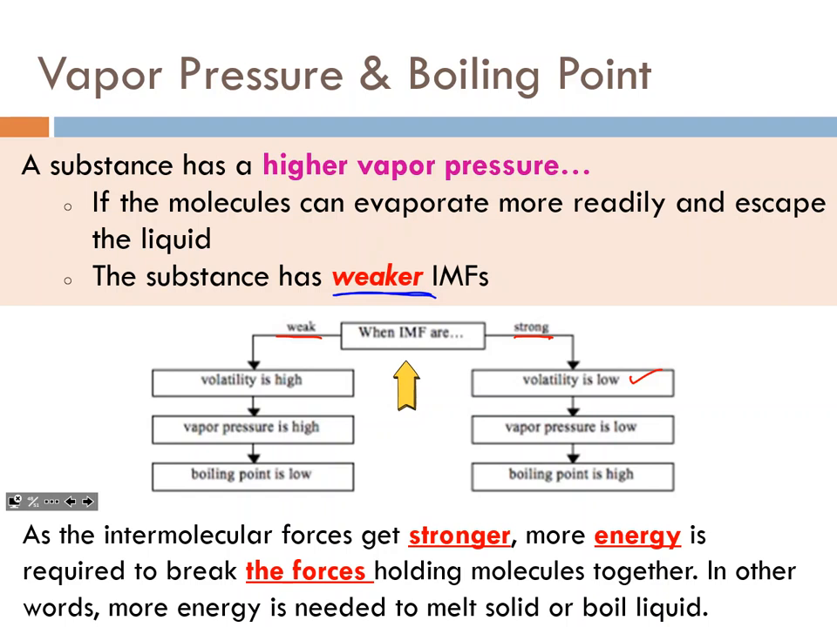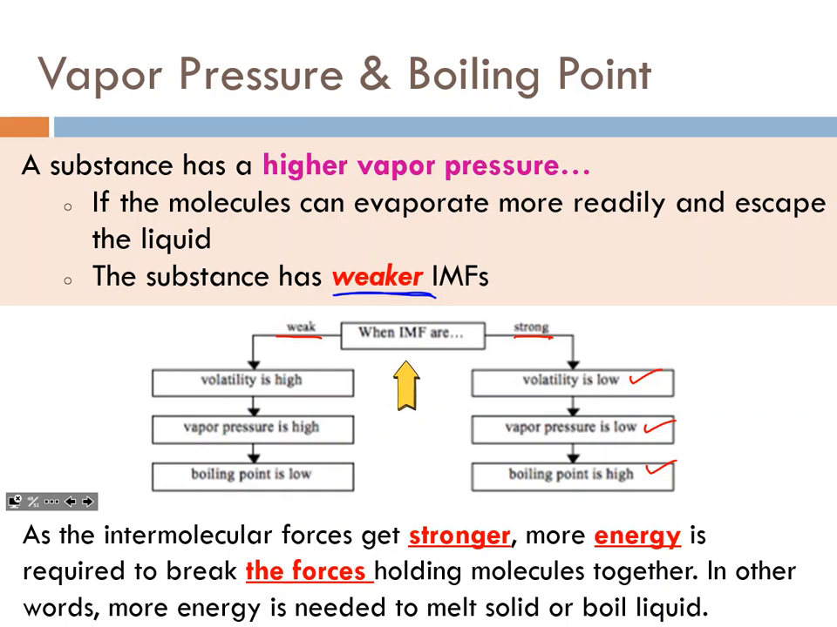Now, strong IMFs like water, where you don't have huge volatility, the vapor pressure is also very low, but that means it has a higher boiling point, like so. So vapor pressure and boiling point are pretty much opposite. Vapor pressure goes down as boiling points go up, kind of an inverse relationship there.